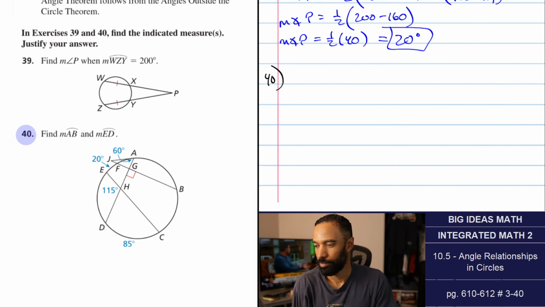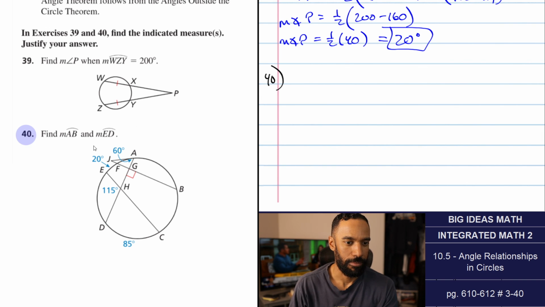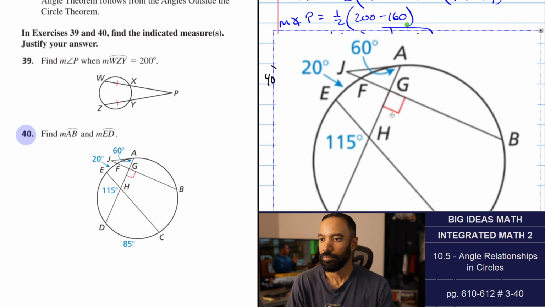So 40, we're going to find measure of arc AB and measure of arc ED. Whoa.